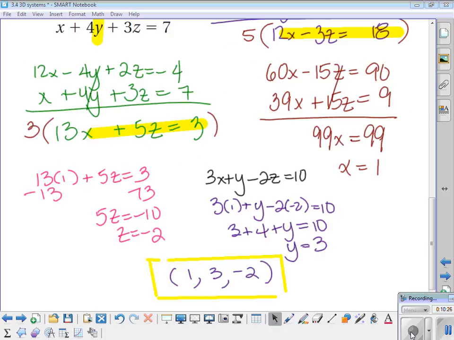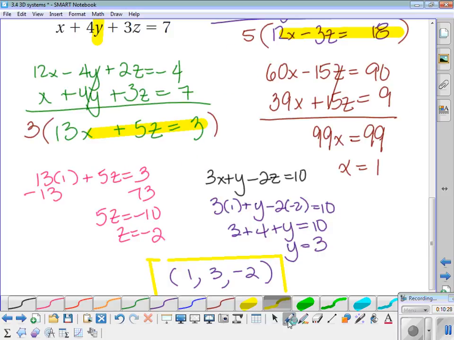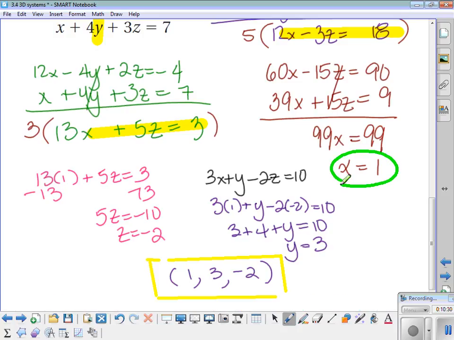Okay, so when I solved those two new equations, I got that x was equal to 1. So I plugged it into the 13x plus 5z equals 3, and I got z was equal to negative 2. And then I plugged both of those into one of my original equations, 3x plus y minus 2z equals 10, and I got y is equal to 3. So then you write it as an ordered triple, 1, 3, negative 2.